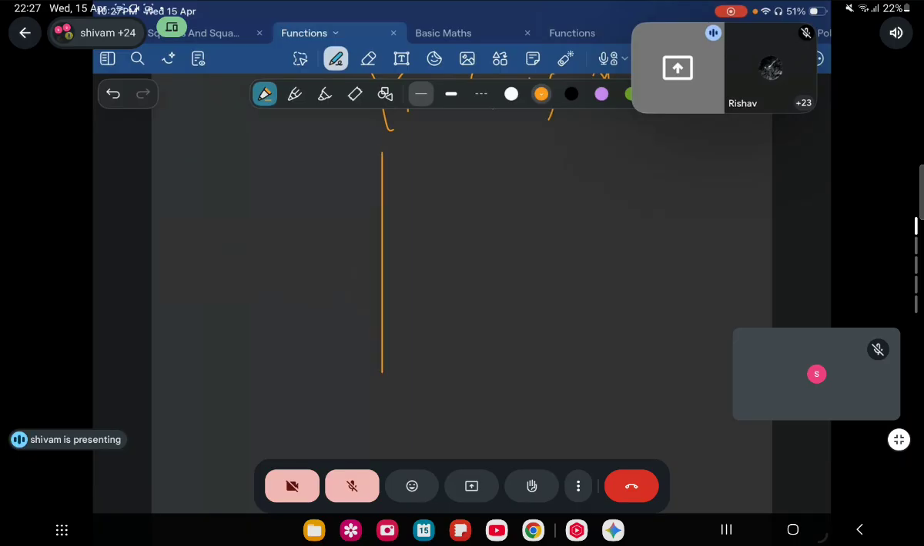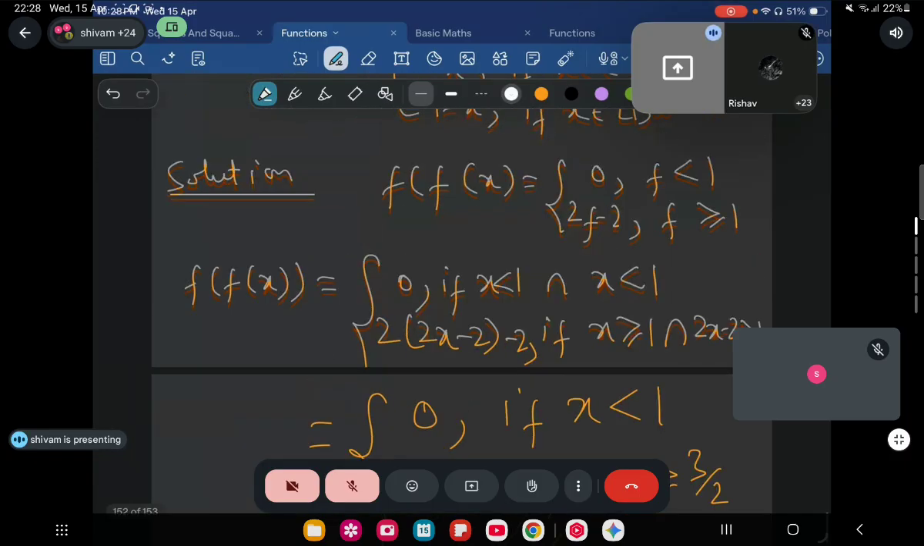So drawing the graph of f of x, the graph of f of x will look somewhat like this. Up to 1, it will be 0. And after 1, what are we getting? After 1, we are going to get 2f minus 2, somewhat like this. So this is the graph of f of x. Are you getting, Rishabh? Yes. Now I'm going to write down f of x.